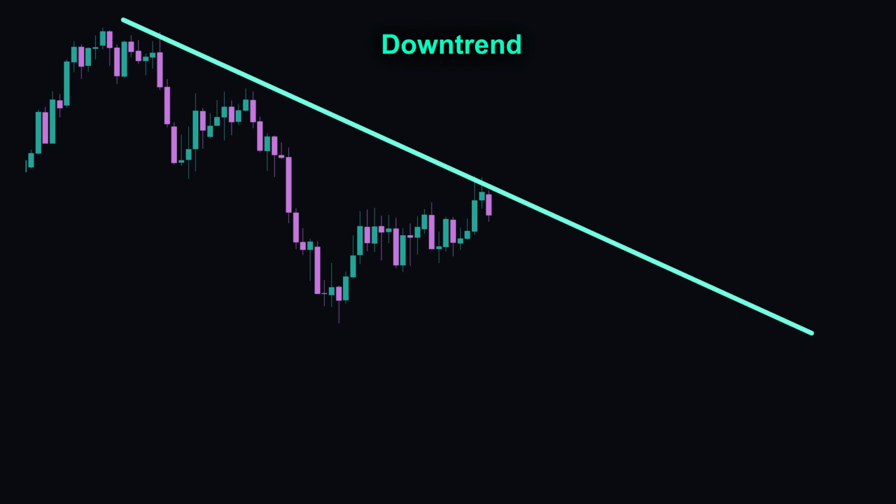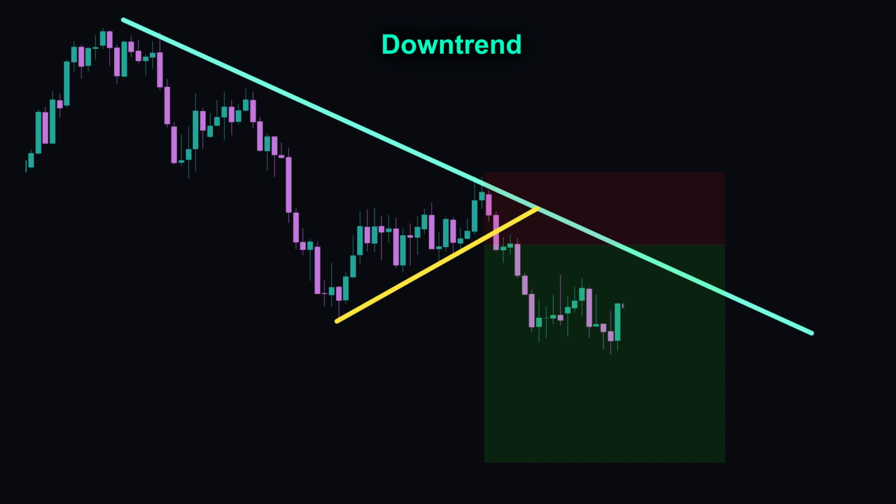The next step is to confirm this continuation pattern by drawing a mini trend line at the pullback. This additional trend line helps validate whether the downtrend is likely to continue before considering any trading decisions. Once the price breaks out of the mini trend line, you can consider taking a sell position.